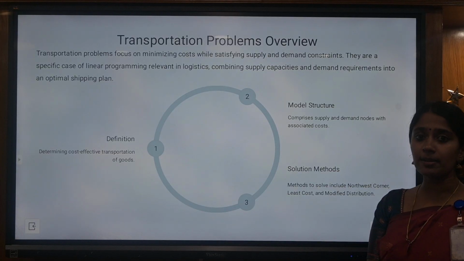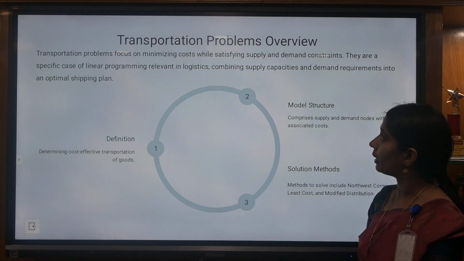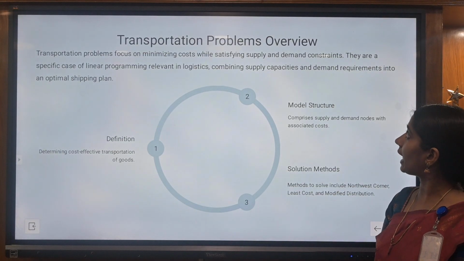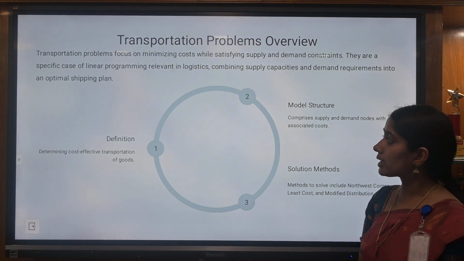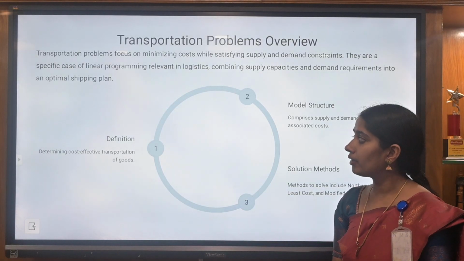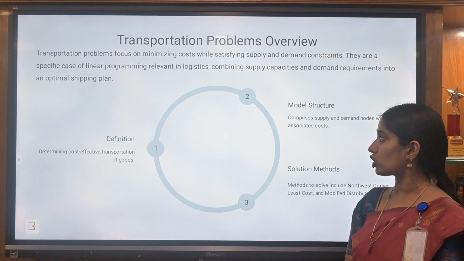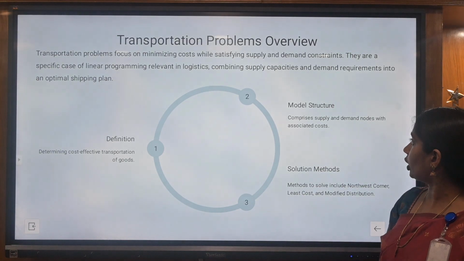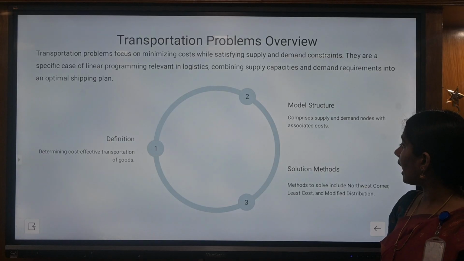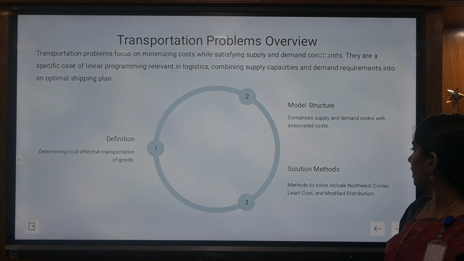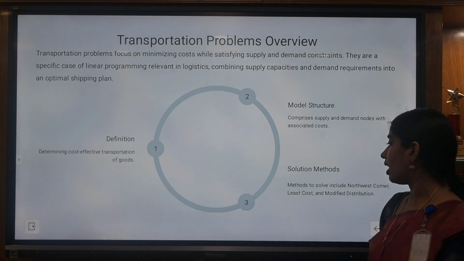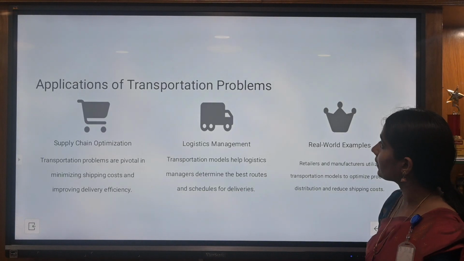So, seeing a simple overview of transportation problem, it focuses on minimizing cost while satisfying supply and demand constraints. So, we start with the definition of the problem. We determine cost-effective transportation of goods. We structurize the model. It comprises of supply and demand nodes with associated cost. And then we go to derive solution methods, which includes northwest corner, least cost, Vogel approximation and modified distribution method.